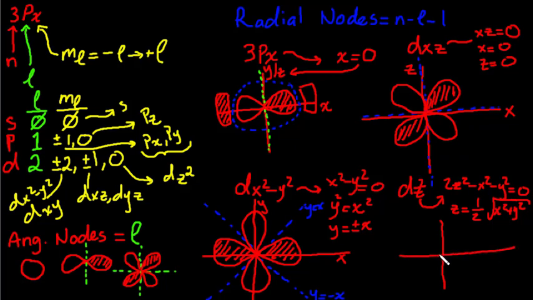Now since the nodes are cones, that means that the electron density would be around those cones, and this is why dz squared looks the way it does, in which case the lobes are up and down along the z-axis, and then we would have the donut-shaped torus that is going along the xy plane. So in this video we covered orbitals, how to extract quantum numbers, how to sketch orbitals, and how to figure out angular and radial nodes.